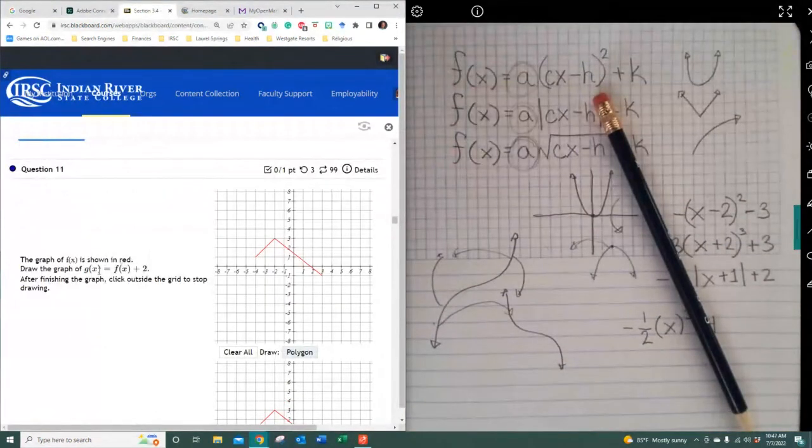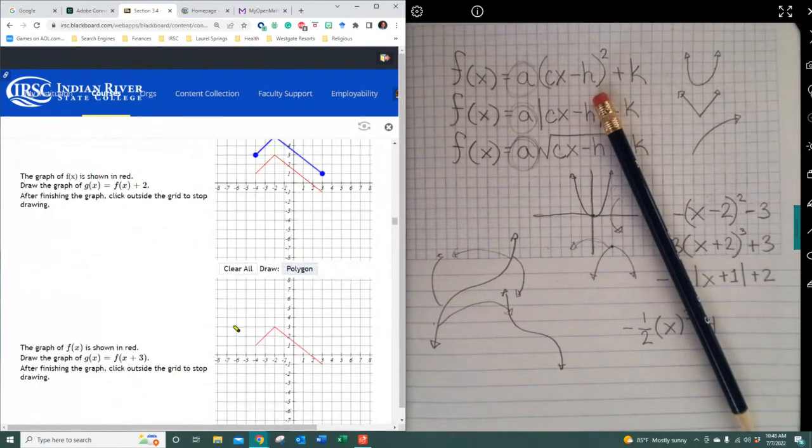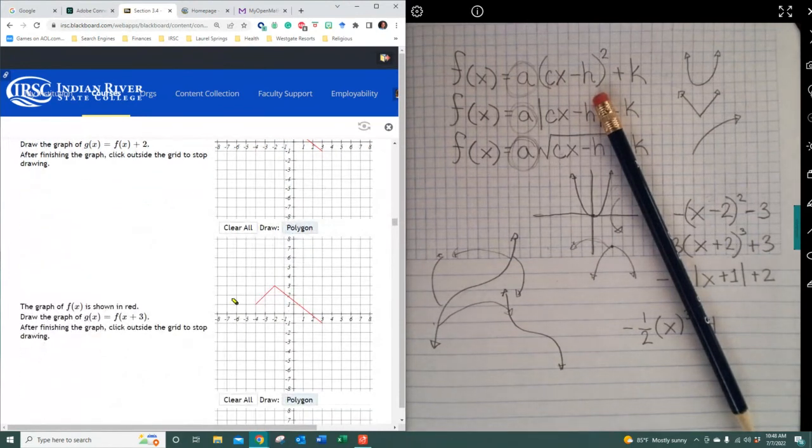Okay. Now, this one right here, it wants you to take the coordinate points and just simply follow. Take this graph and move it 2 units up. So you take this, move it 2 units up. Take this, move it up 2 units. And then go ahead and move this one up 2 units. It'll be down right here. So that's all we're doing. And then, okay, there we go. Now, I just right-clicked it.